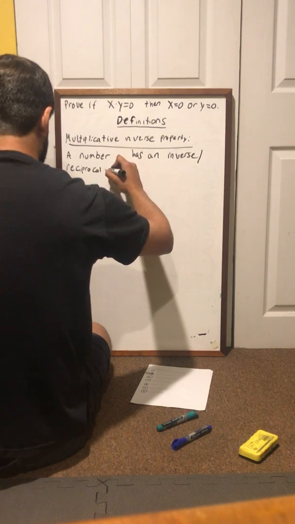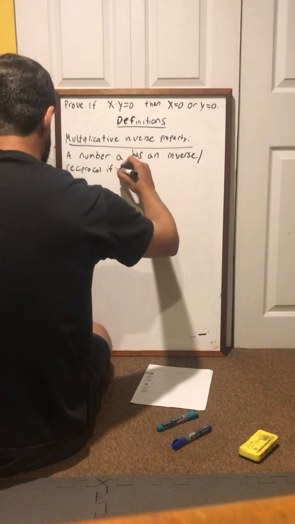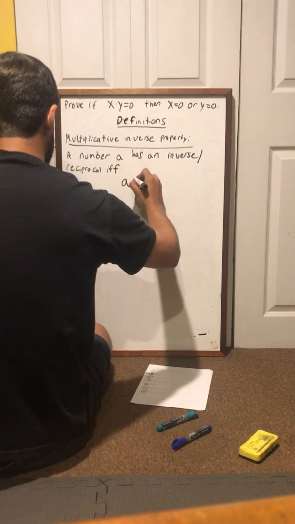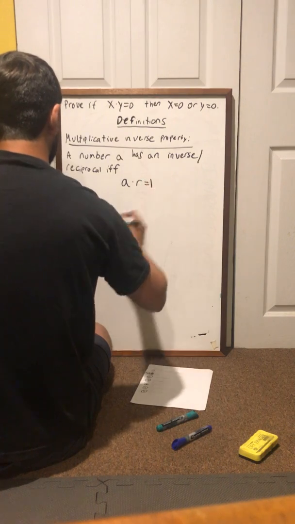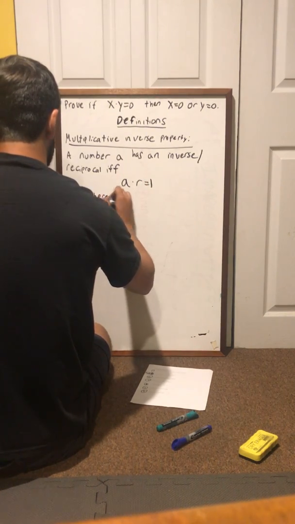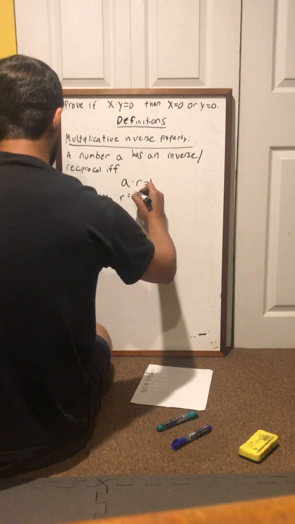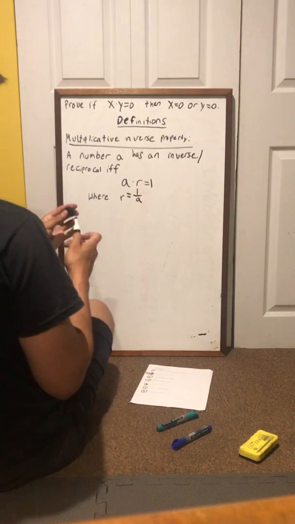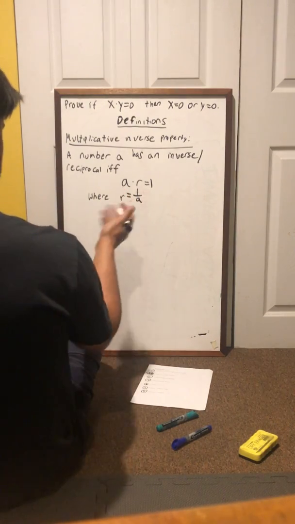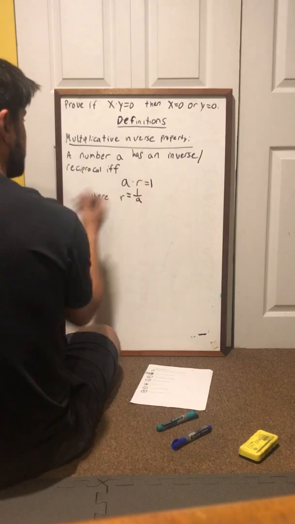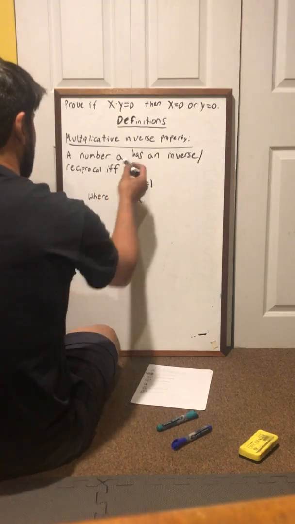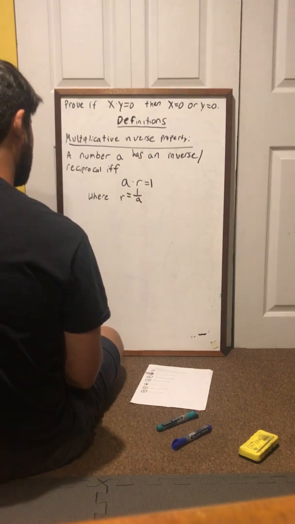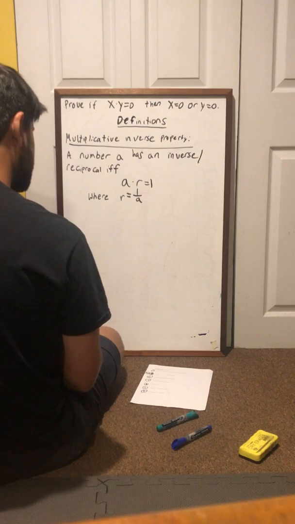if and only if A times R equals 1, where R equals 1 over A. Okay? So R is that reciprocal for this problem. A is a number that we're going to use to show the example. All right, so A times R equals 1, where R equals 1 over A. All right, it's going to be very important as we continue on to this next one.